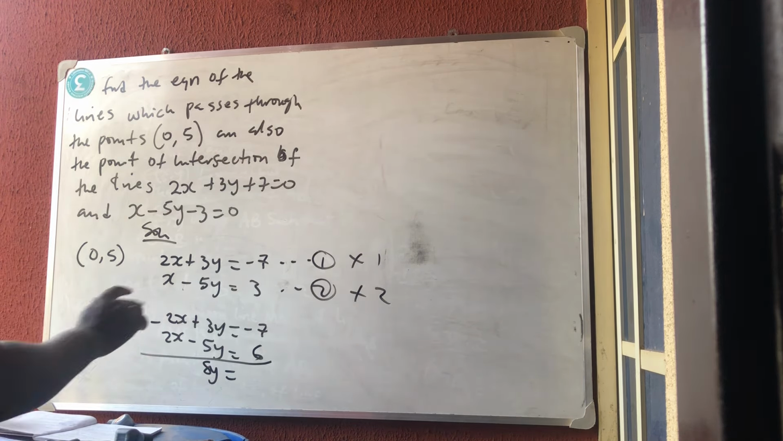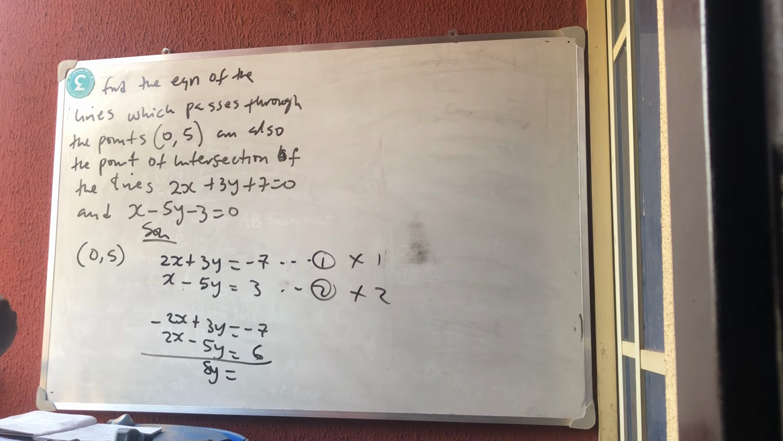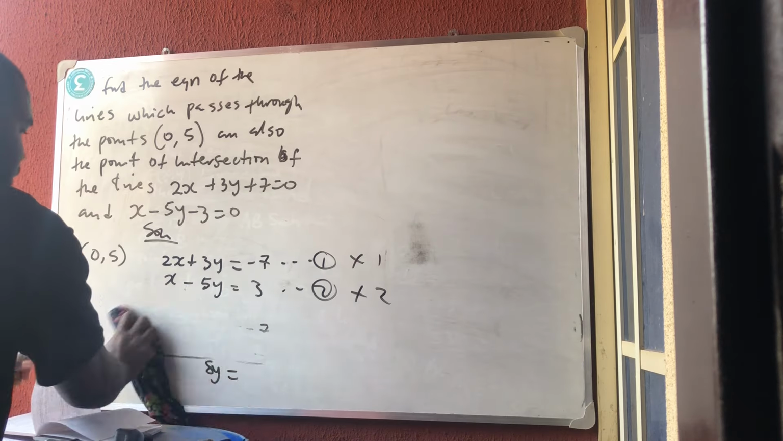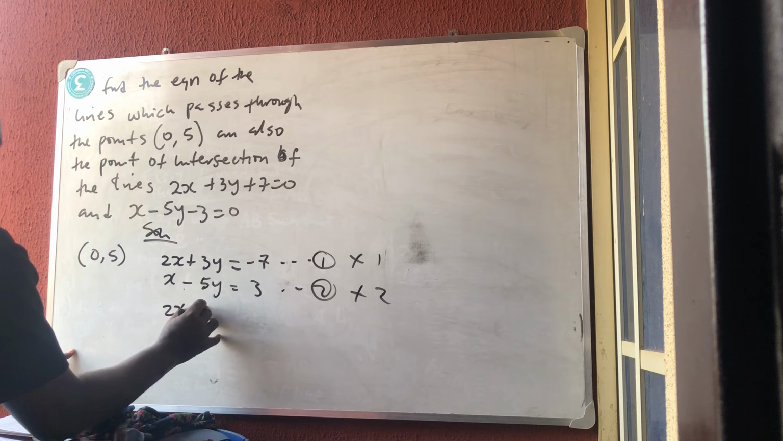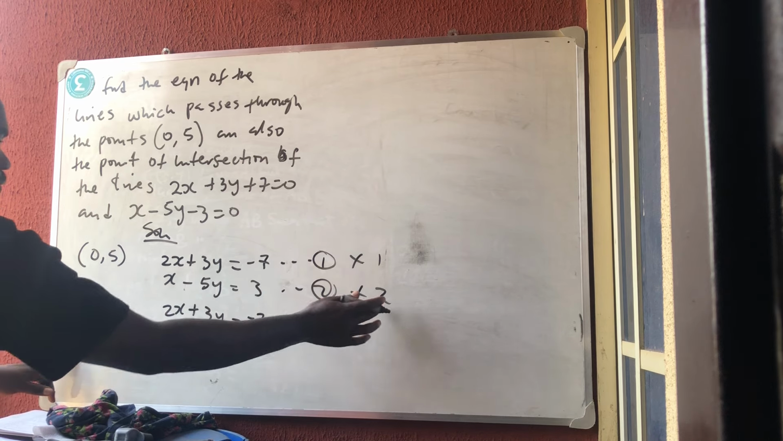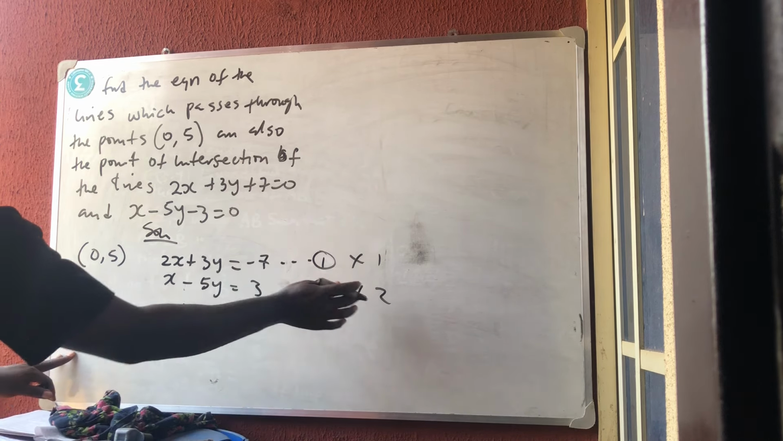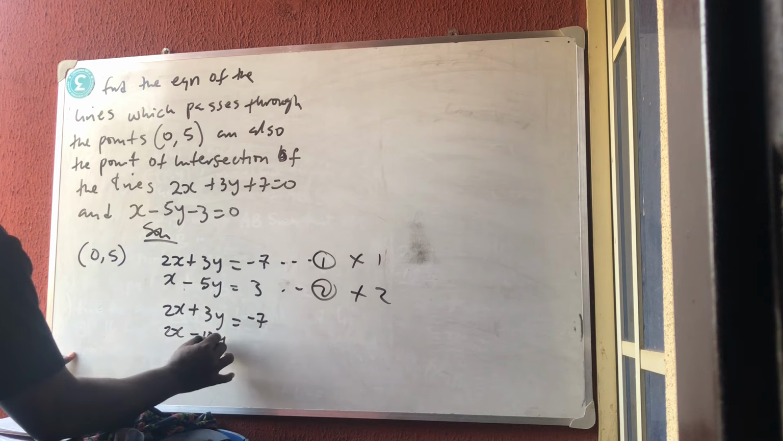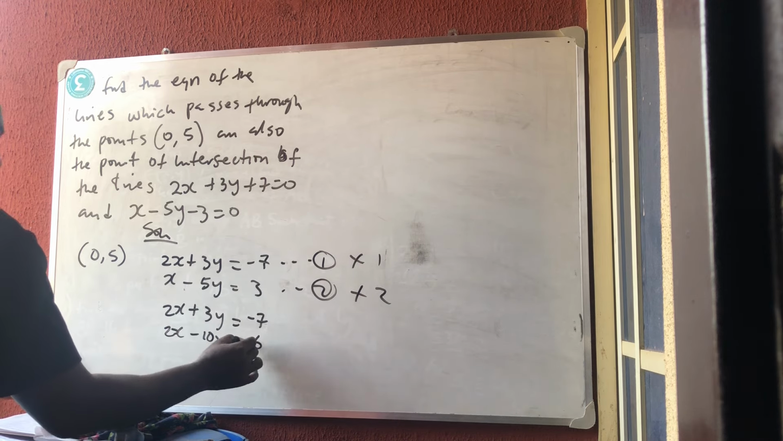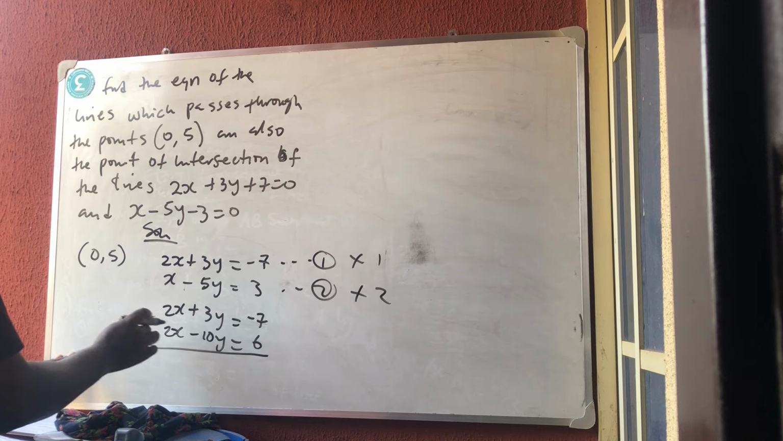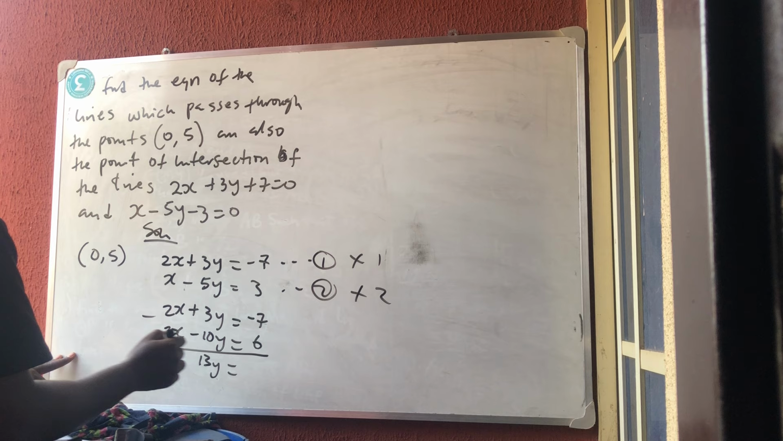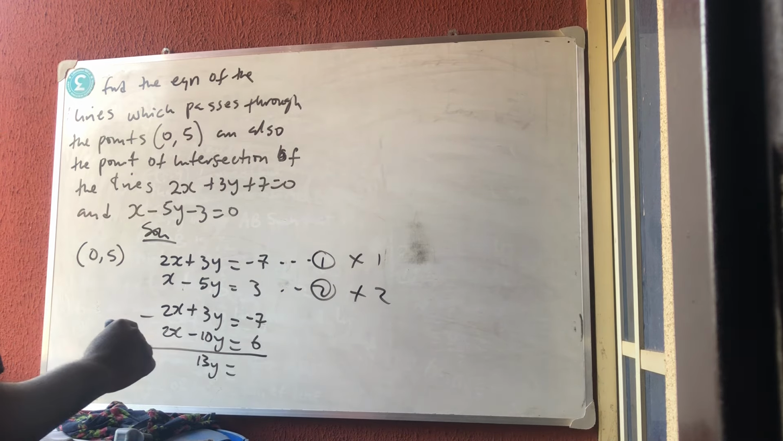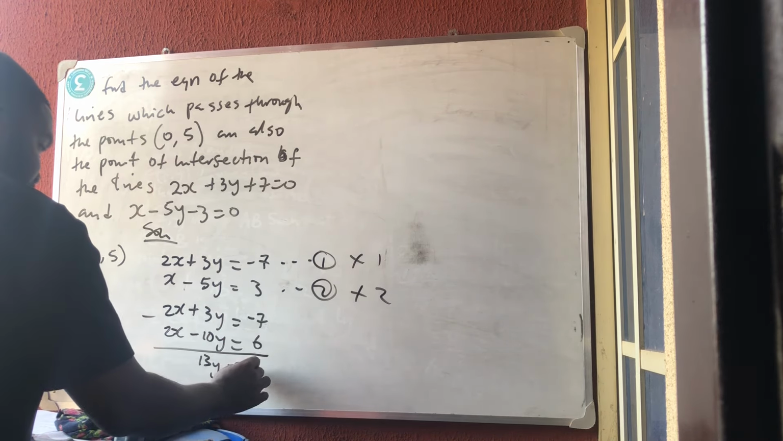Sorry, this is not correct, please. 1 times everything here is the same thing: 2x plus 3y is equal to minus 7. 2 times this will give you 2x minus 10y is equal to 6. So what do we have? This minus this is gone. This plus this will give me 13y is equal to minus 13.